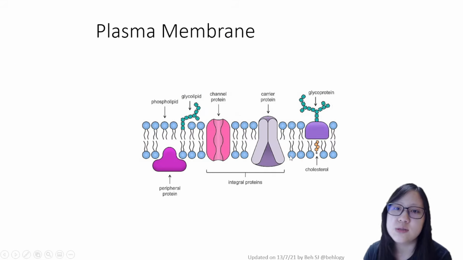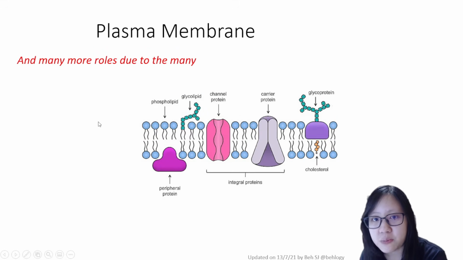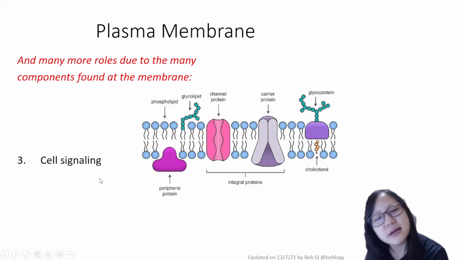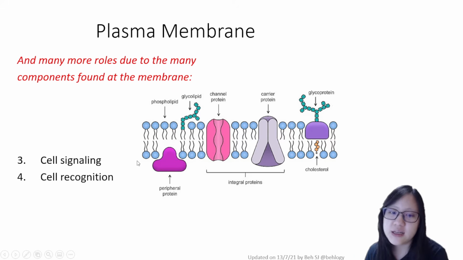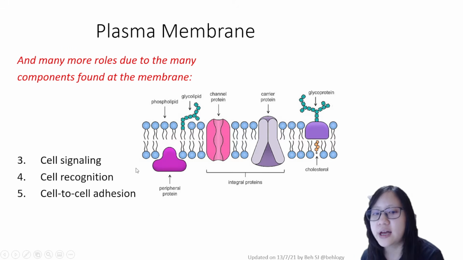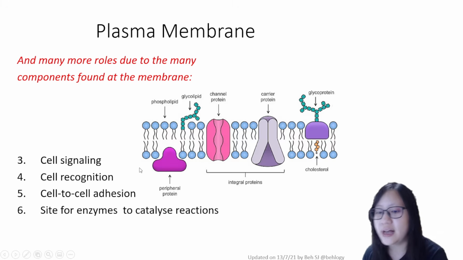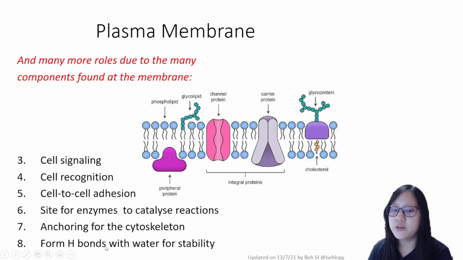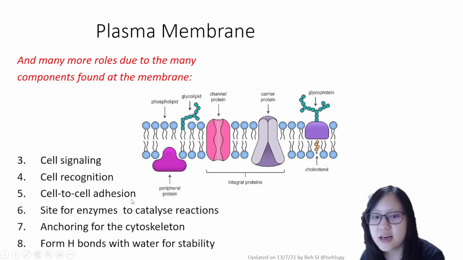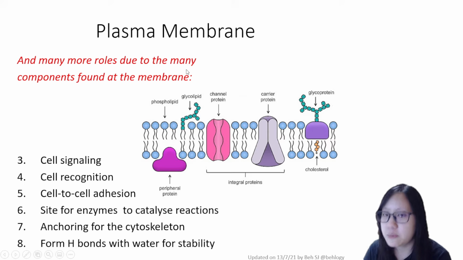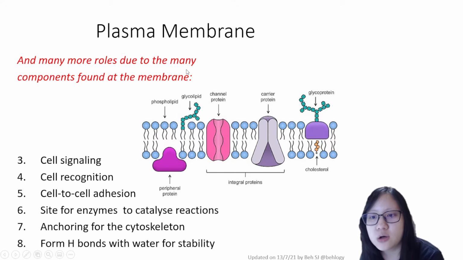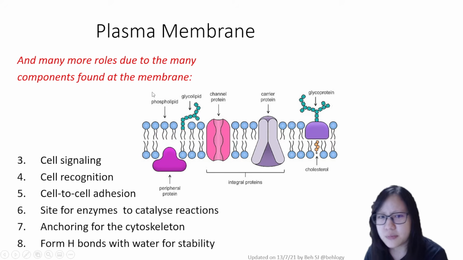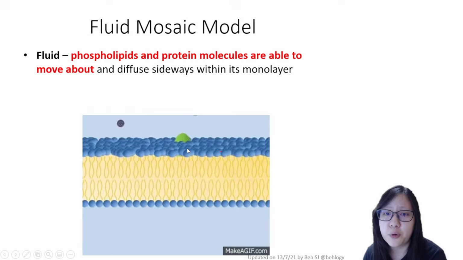However, we can also say that the cell surface membrane or the plasma membrane has many more roles, such as cell signaling, cell recognition, cell-to-cell adhesion. It could be a site for enzymes to catalyze reactions, anchoring for the cytoskeleton, and even form hydrogen bonds with water for stability. And the reason why it has so many of these other roles is because the membrane is not just composed of phospholipid bilayer. It is also made out of other components.